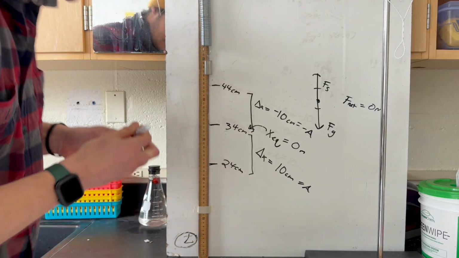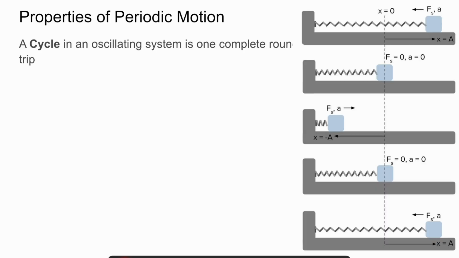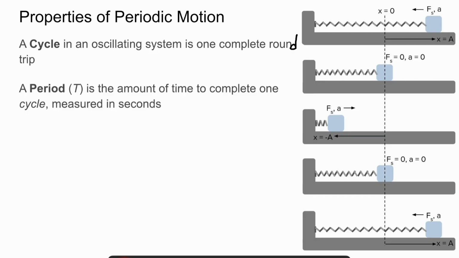Isn't that fun? All right, and since a cycle is the completion of a single round trip in an oscillating system, we can describe that in a few different ways. The first way we could describe it is with the period, which is the amount of time that it takes to complete one cycle.